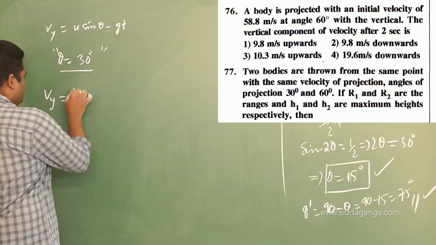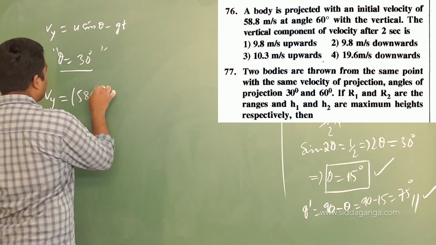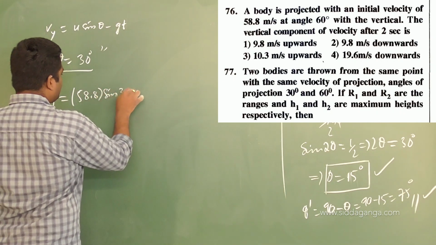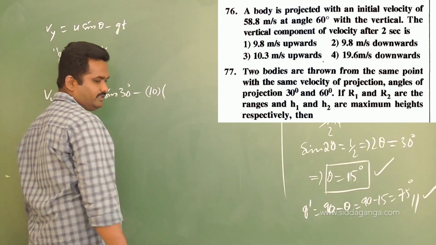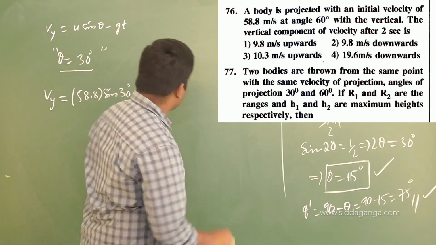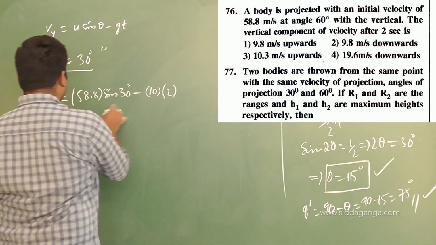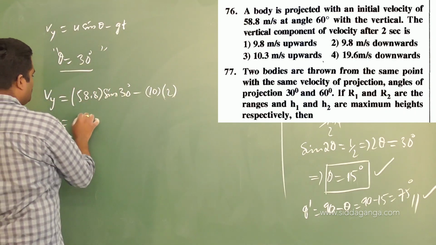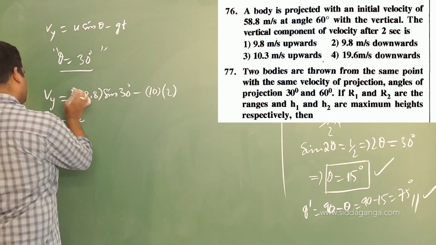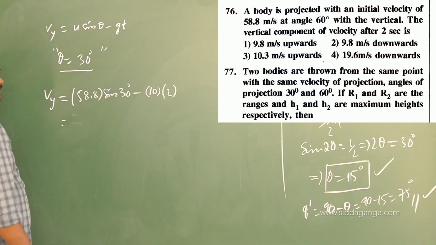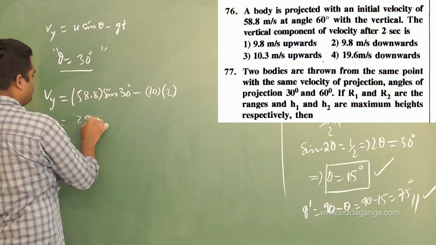58.8 into sin 30, minus g, which is 10, I will take, and t, after how much time they are asking? 2 seconds. This is 2, this 1 by 2 means 24.4 it is. Sorry, 58.8 divided by 2. 2 2s, 2 9s, 29.4.